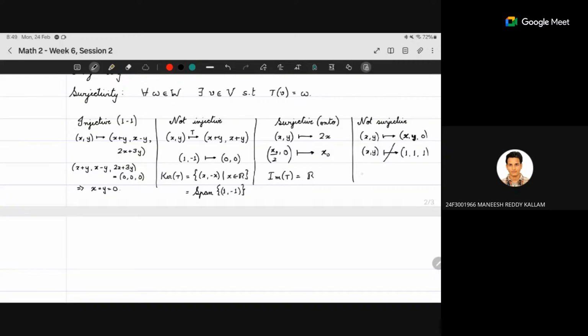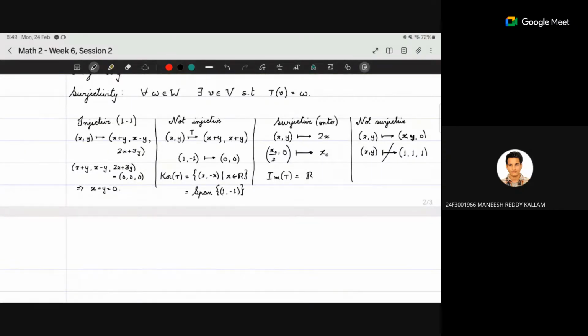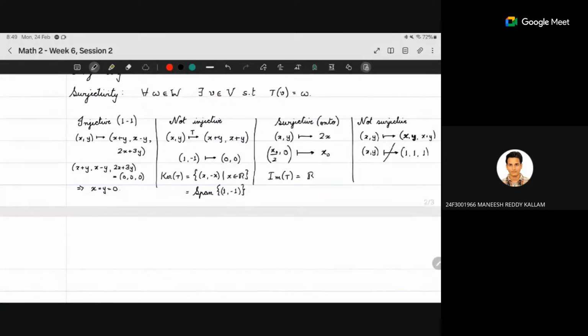Sir, this is because xy is only defined for xy0, right? Yeah, the definition of my transformation is that xy goes to xy0. So the third coordinate will always be 0, irrespective of what I start out with. Even if I take something like xy, x plus y, instead of the easier xy0, even then 1, 1, 1 will not be picked up.